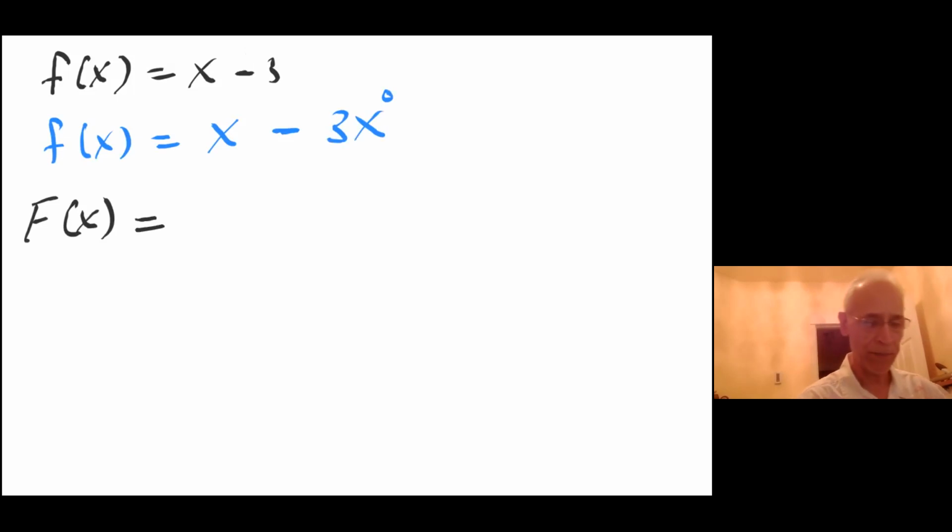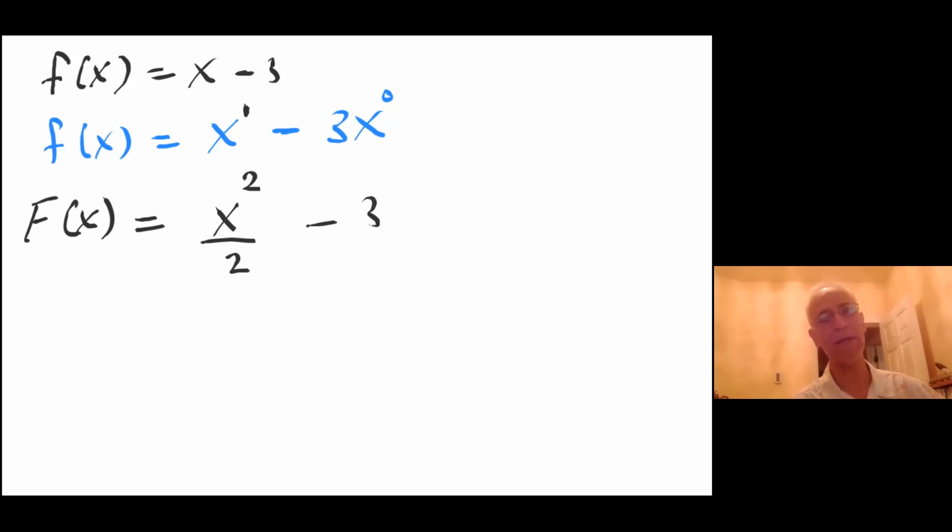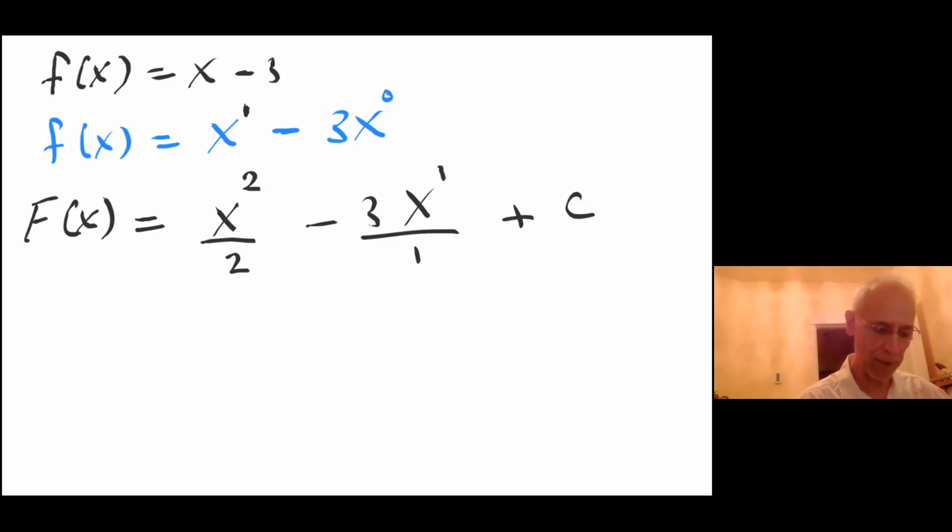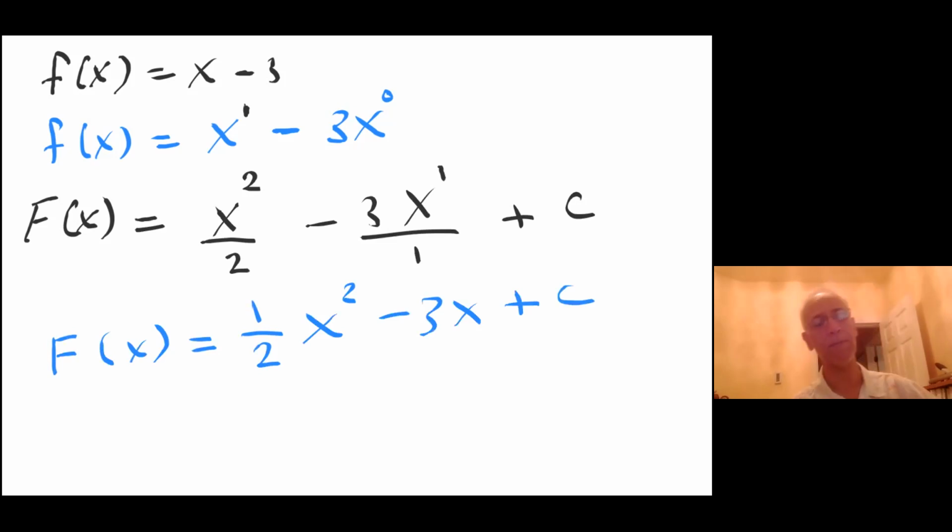We said that, for my original one, notice that the power of x is only 1. So here's my x, adding 1 to the power gives me a 2, divided by 2. Minus 3 is my constant, I'm going to keep it. So here's my x, adding 1 to the 0 gives me a 1, and divide that by my new power, which is 1. So plus some constant c. So now I know that F of x equals 1/2 of x squared minus 3x plus some constant c.